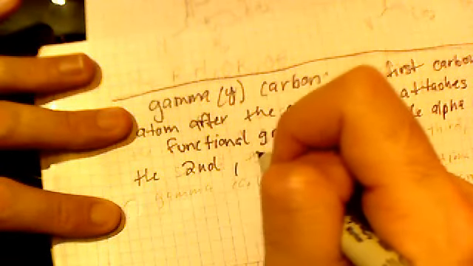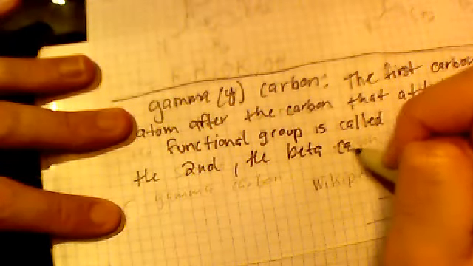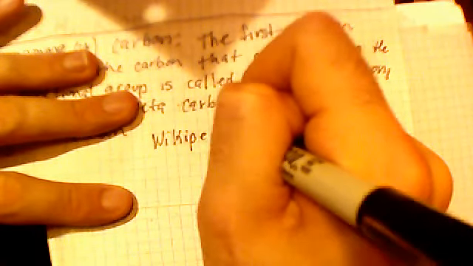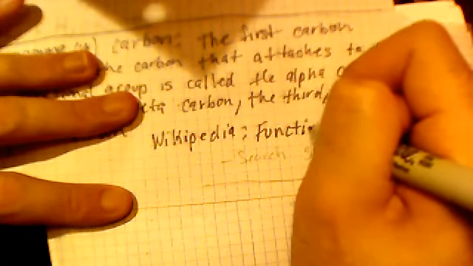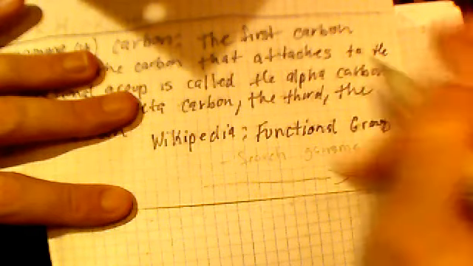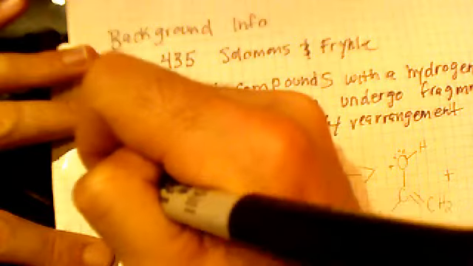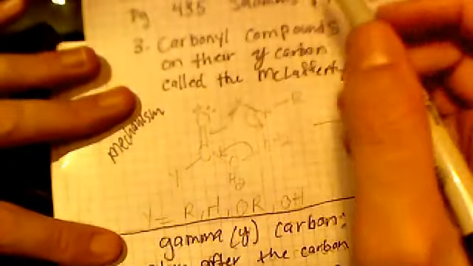The second, beta carbon, and the third, the gamma carbon. I got this from Wikipedia. Just go to the functional group page. And then when you're in there, search for the word gamma. Alright, so now let's do the mechanism. So here we have, they gave us, it's a carbonyl group attached to, okay, so let's just draw it out.